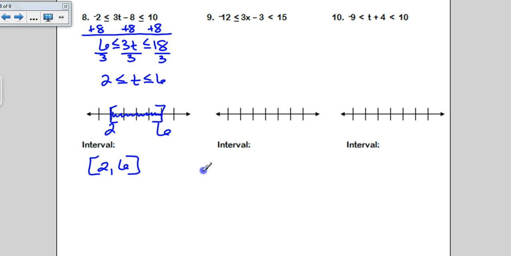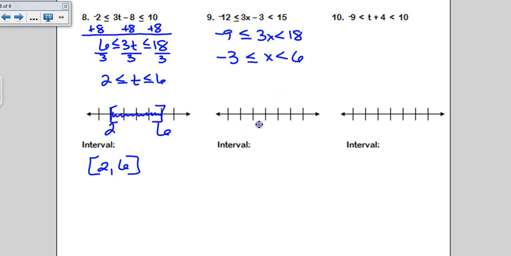Let's look at number 9. It's another "and" problem because it's written as a sandwich. So we're going to go ahead and add 3 to everybody. So let's see, we have negative 9 less than or equal to 3x less than, careful, 18. And then if I divide everybody by a 3, I get negative 3 less than or equal to x less than 6. The reason I told you to be careful a minute ago is because this lower bound has a bracket and this upper bound has a parenthesis.